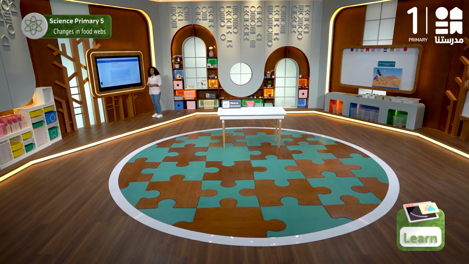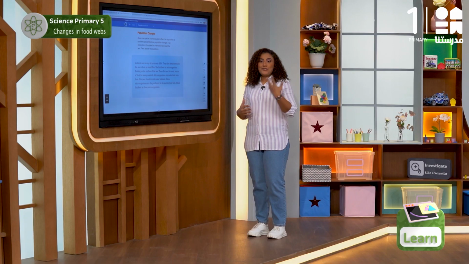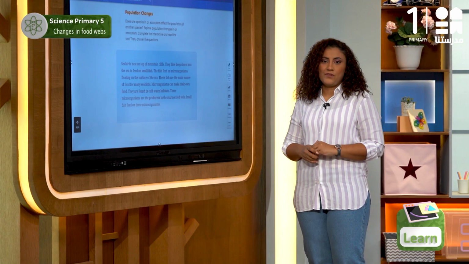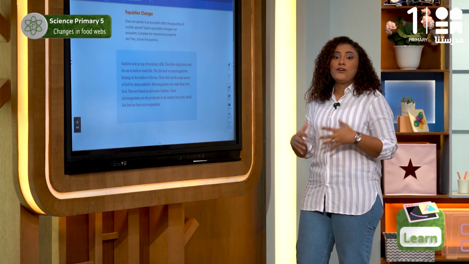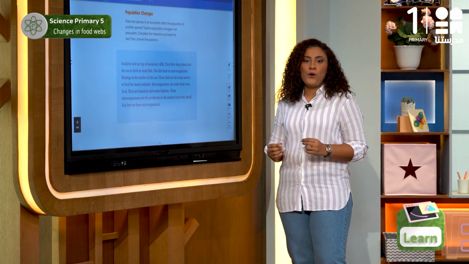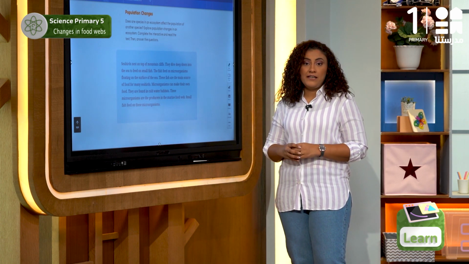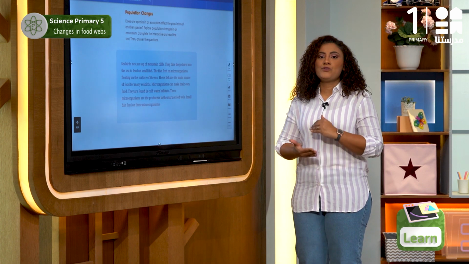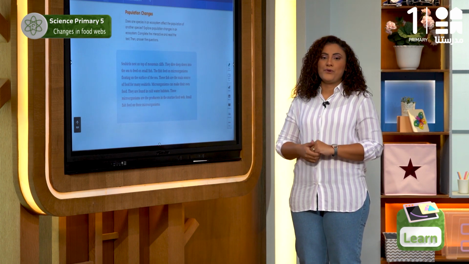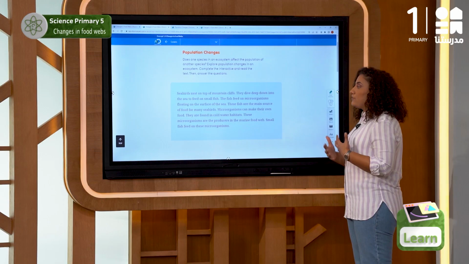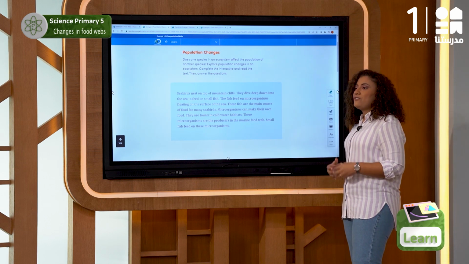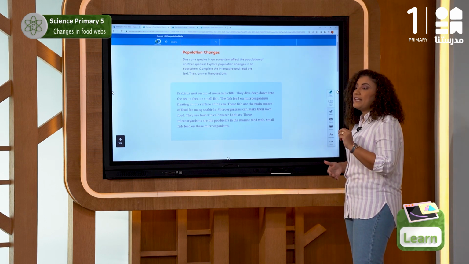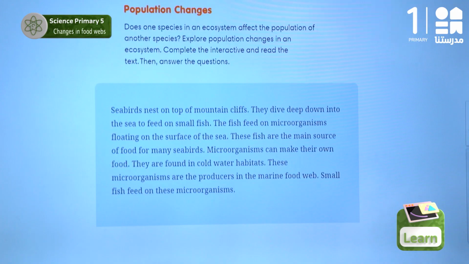Did you read the text? Now, I will share my observation that I gathered from the text. What did I observe? I observed that although fish live in the sea, they are the main source of food for some birds. And also, fish feed on microorganisms that live in the sea.